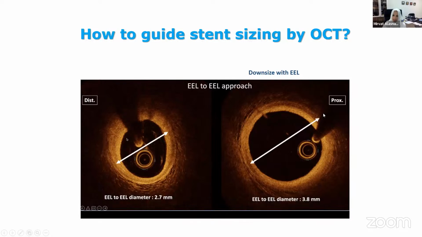So how do we guide stent sizing? Stent sizing is you look at EEL to EEL. So if it's EEL to EEL, let's say this is 2.7, so you can round up for this particular patient. So sorry, you're not going to round up, you're going to round down. So you downsize for EEL. So 2.7 in this segment and 3.8 here. So you're going to probably come down, right, when you select your stent size.